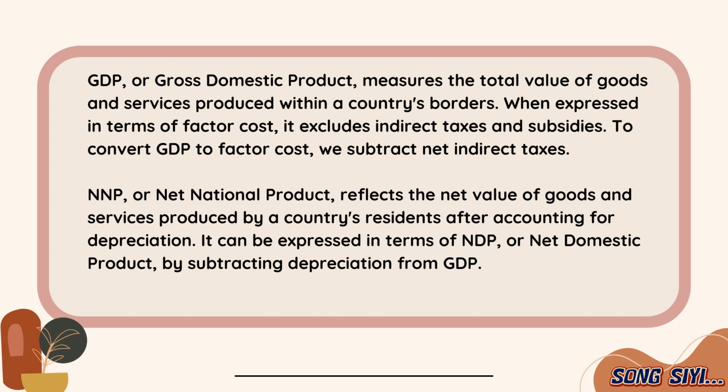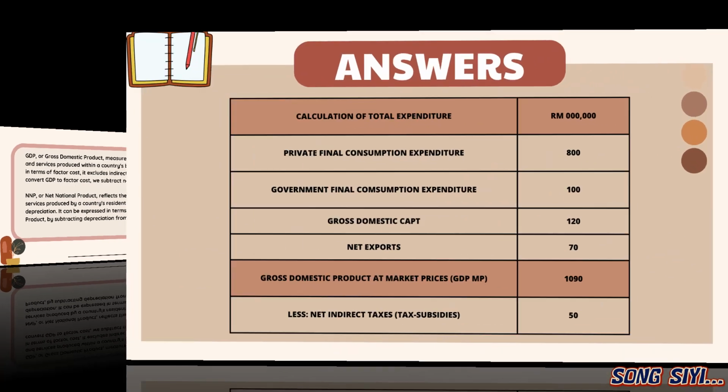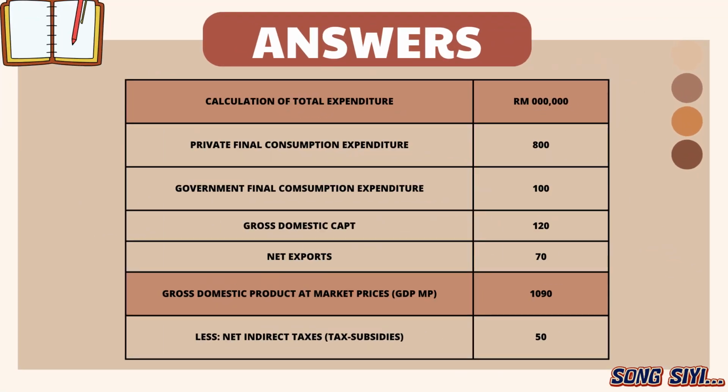The answer also is to price the NNP in terms of the net domestic product, which is the net value of goods and services produced in a country after accounting for depreciation. To convert from the gross domestic product to the net domestic product, subtract the consumption of fixed capital from the gross domestic product. So this is our calculation for the question.